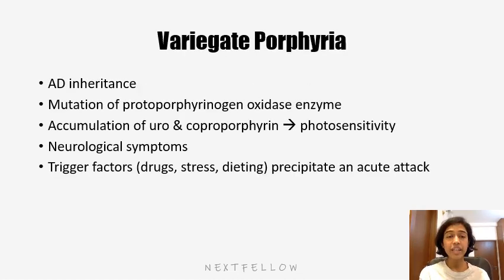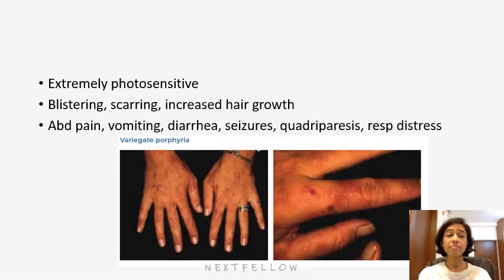Variegate porphyria is autosomal dominant inheritance. The mutation is in the protoporphyrinogen oxidase enzyme, and there's accumulation of uro and coproporphyrin. So again, this causes photosensitivity. You will also have some neurological symptoms, and these occur in acute attacks that are triggered by certain factors. So could be drugs, could be stress, could be dieting or fasting. So again, photosensitivity is the main skin feature. There will be blistering, and that could lead to scars because these are subepidermal blisters. There can be increased hair growth. So that's important to remember.